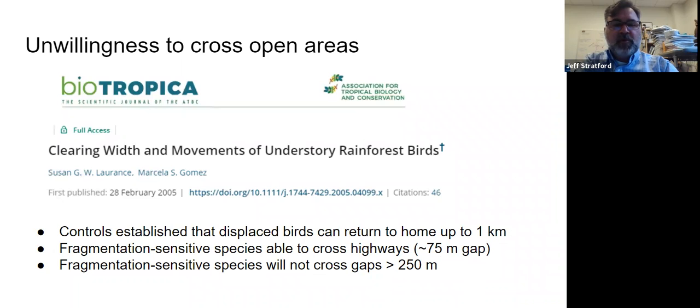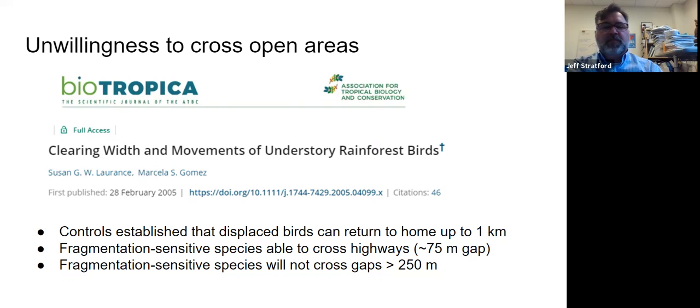And so people have looked at the psychological unwillingness to cross open areas. And Susan Lawrence, she did a really clever experiment, and she grabbed birds and took them across the pasture and let them go and see what they would do. Would they fly back across? And it ends up that in a control forest, if you move them away, they can actually navigate back to their release point pretty quickly, actually.